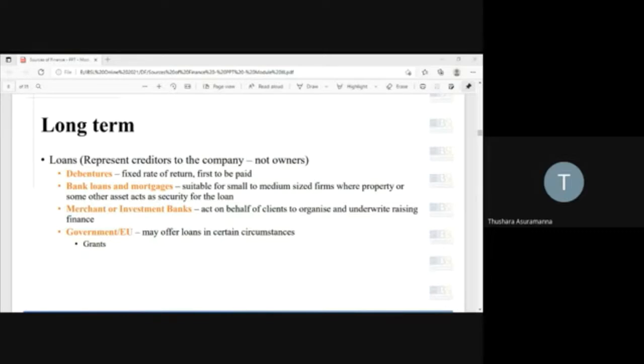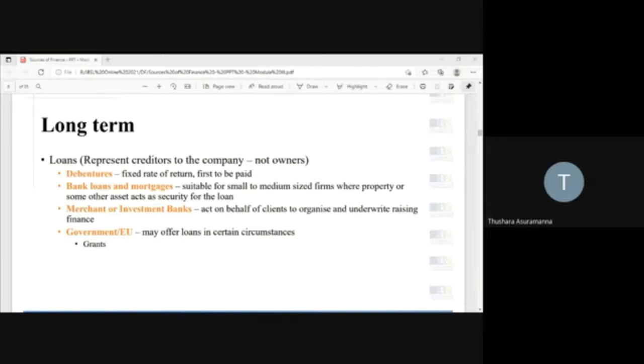Let's say you want to go for a share option. Sometimes the underwriting company could be a merchant or investment bank. So they come and guarantee, underwrite the particular share. When they guarantee, there is more acceptance in the market, rather than you just going in and floating a share. These companies come and support and underwrite.